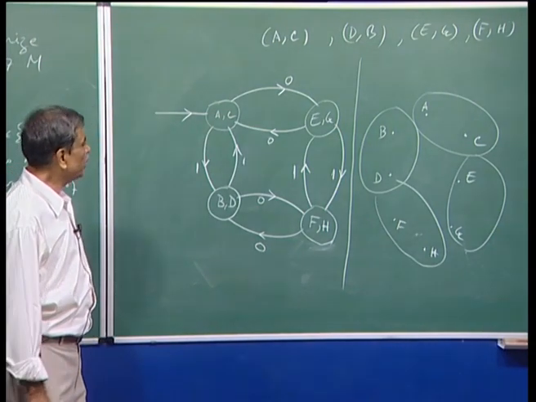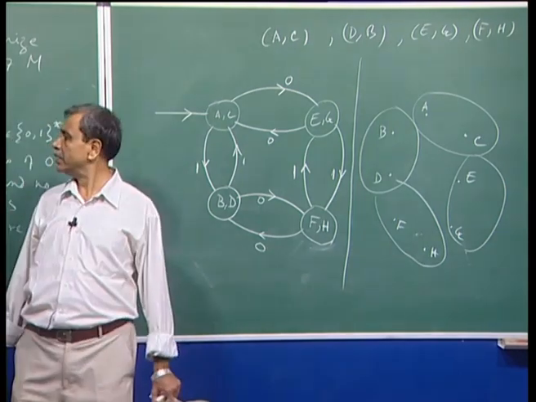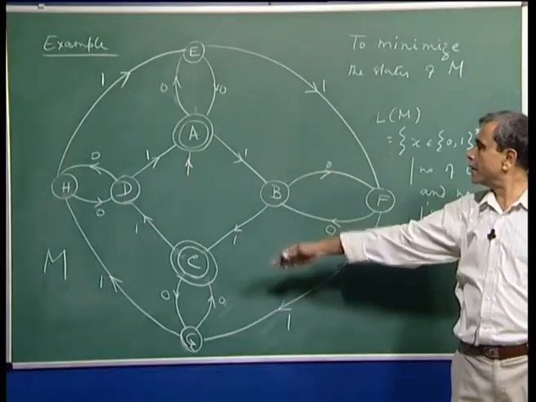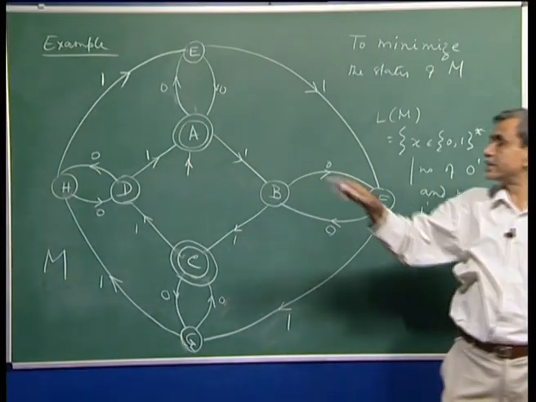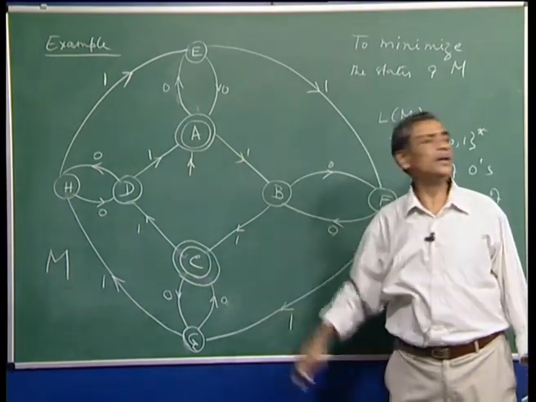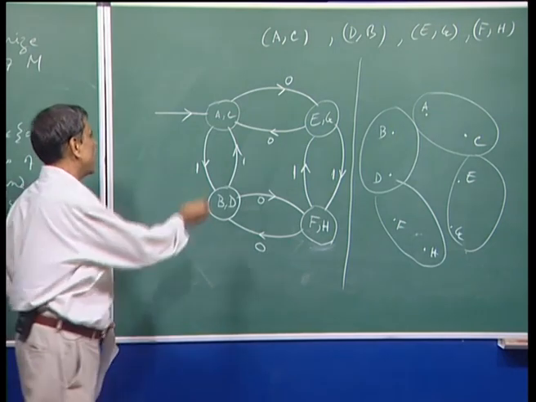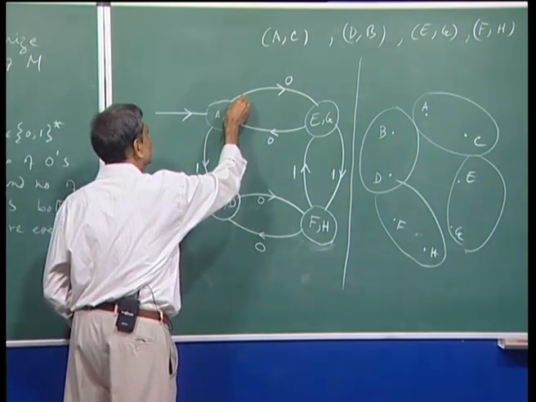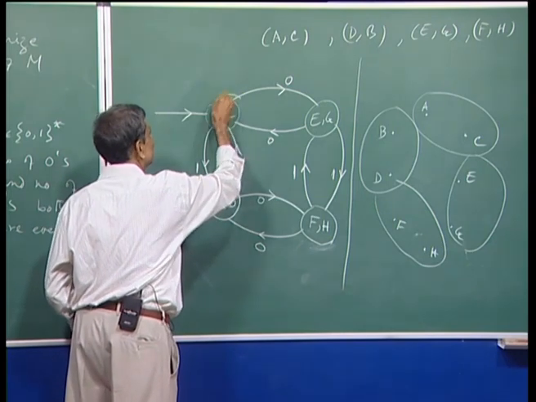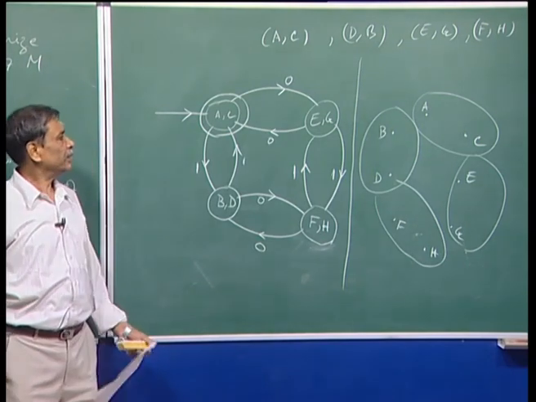And which are the states here which should be called final states? Wherever A or C, whichever equivalence classes A or C would find themselves in. But as it happens here, both A and C are in the same state. So, this is the only final state that the machine has.